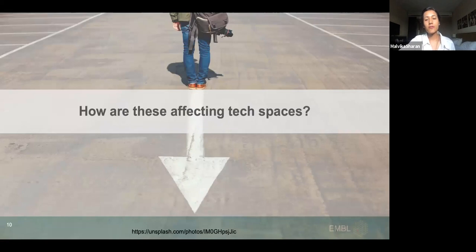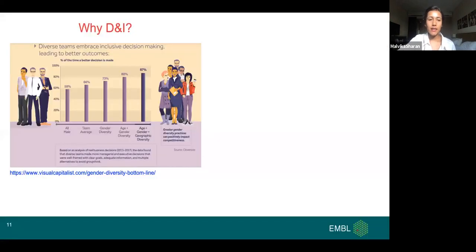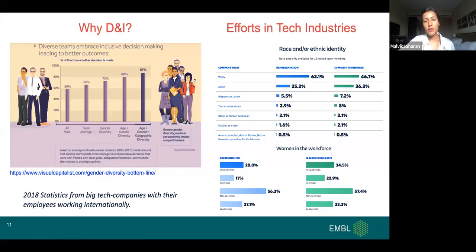So how are these affecting tech spaces? There are several studies done, and this particular study comes from Silicon Valley, which says that diverse teams embrace inclusive decision-making, and it is important for positive outcomes. And there are many efforts being made. For example, people in Silicon Valley who have international workers have in past years increased the number of people they recruit from different backgrounds and different genders.